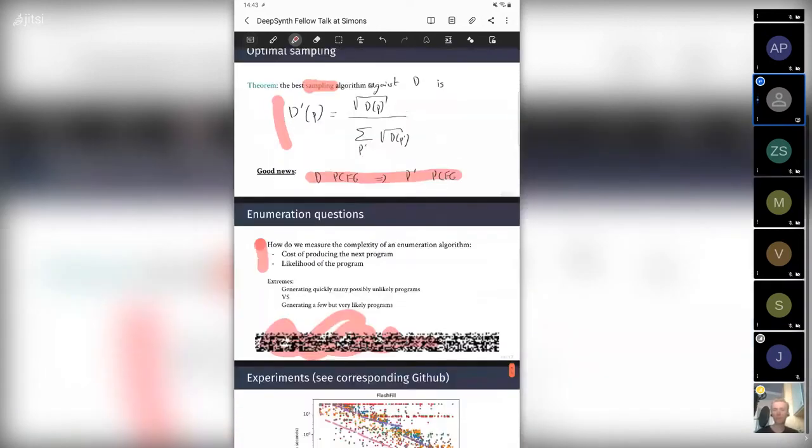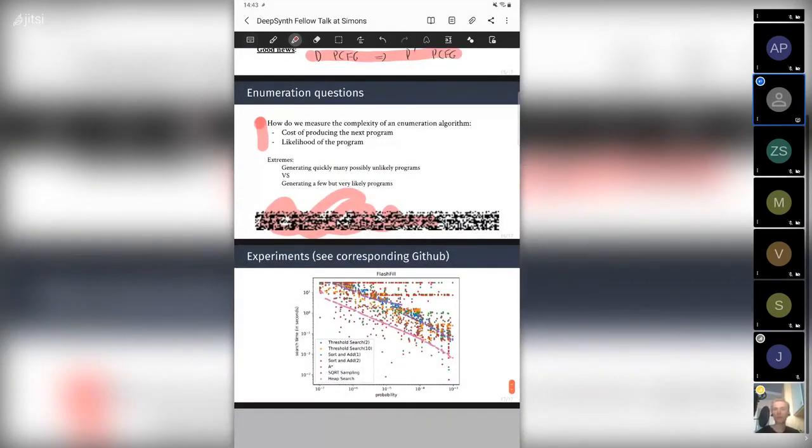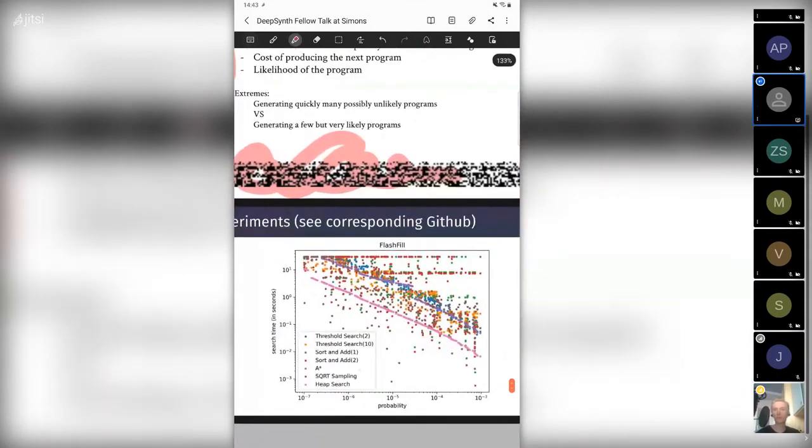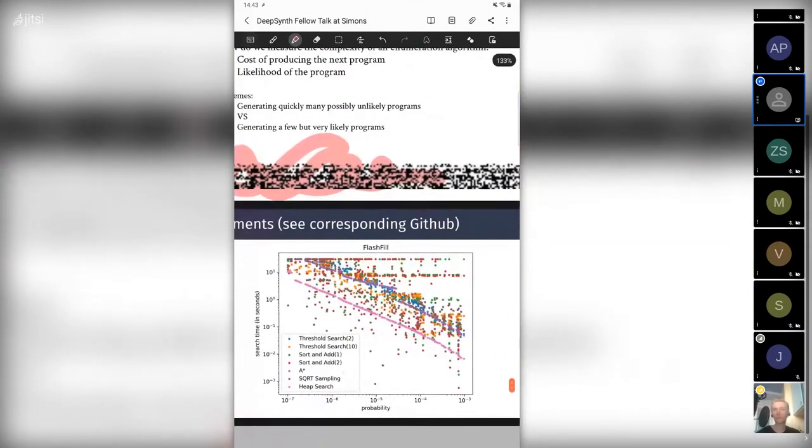So just to give some empirical data, what we did was implement all the algorithms that we found in existing program synthesis tools. There's threshold search, sort and add from the DeepCoder paper, A star, which is a typical algorithm in that setting, and our two new algorithms, square root sampling and an enumeration algorithm that we call heap search.